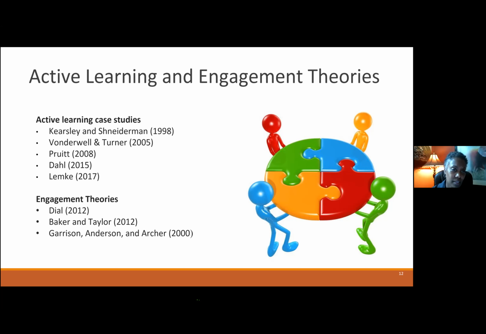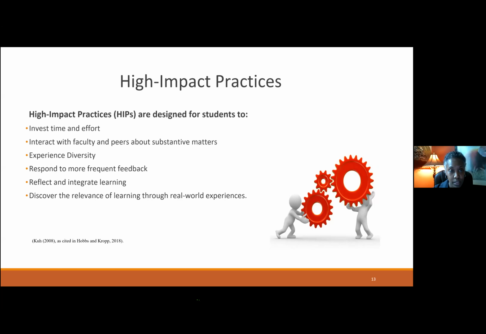Active learning exercises should include elements of high impact practices. The students should expect to have the opportunity to interact with their peers and instructors, and they should also expect to invest their time and effort into their coursework so that they're successful on their academic journey.